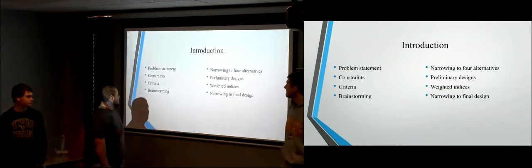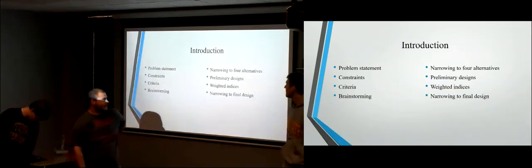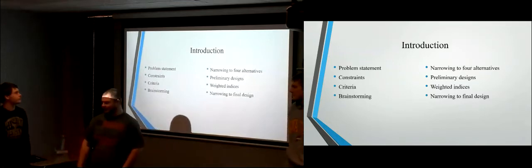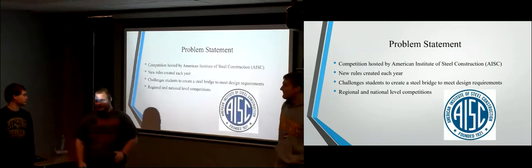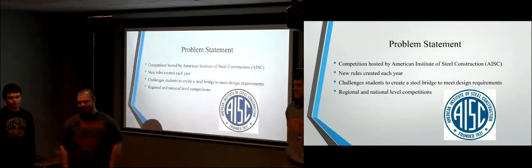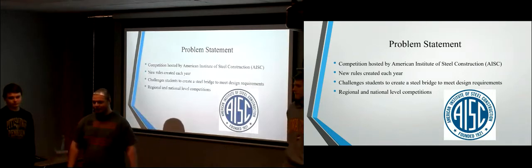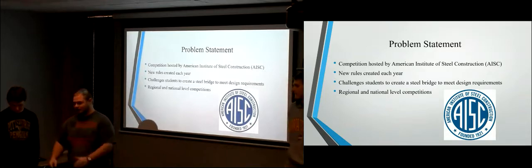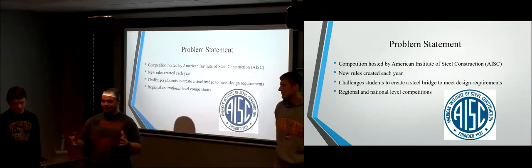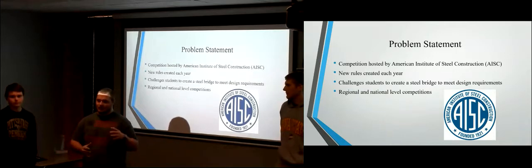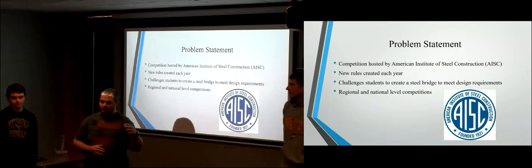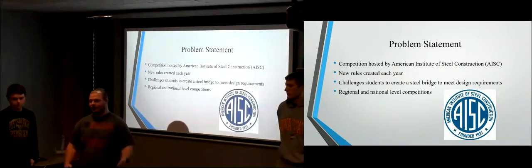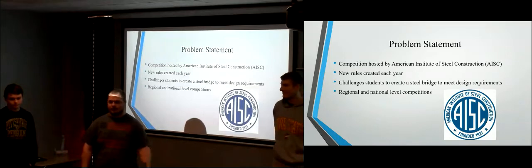Introduction, problem statement, constraints, criteria, brainstorming, our initial narrowing, preliminary designs, weighted indices, and our final design narrowing. Problem statement: the competition is hosted by ASCE every year, y'all know that. Each year they come out with new rules to keep universities from using the previous year's bridge in the current competition. It's a great competition because it challenges students to design a bridge to meet certain requirement specifications that they will meet in their future profession as they have to deal with ASCE when they're designing roads or bridges or any kind of structures.